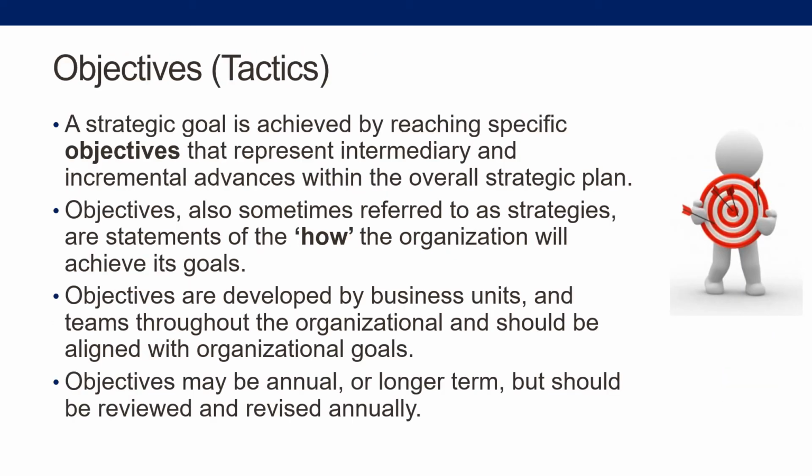A strategic goal is achieved by reaching specific strategic objectives that represent intermediary and incremental advances within the overall strategic plan. This is necessary because high-level strategic goals are often abstract, and therefore difficult to assess in terms of achievement, without referring to some specific, often physical objectives.